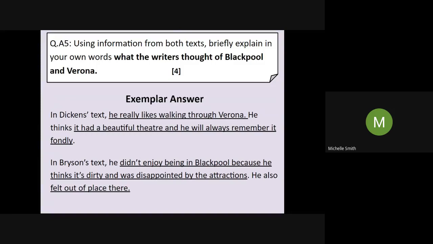Okay, and that is as simple as question 5 needs to be. In Dickens's text, he really likes walking through Verona and he thinks it had a beautiful theatre. Whereas in Bryson's text, he didn't like being in Blackpool because he thinks it's dirty and was disappointed by the attractions. That is as simple as it can be, and that will get you 4 marks. And 4 marks can sometimes be the difference between a grade 3 and a grade 4.